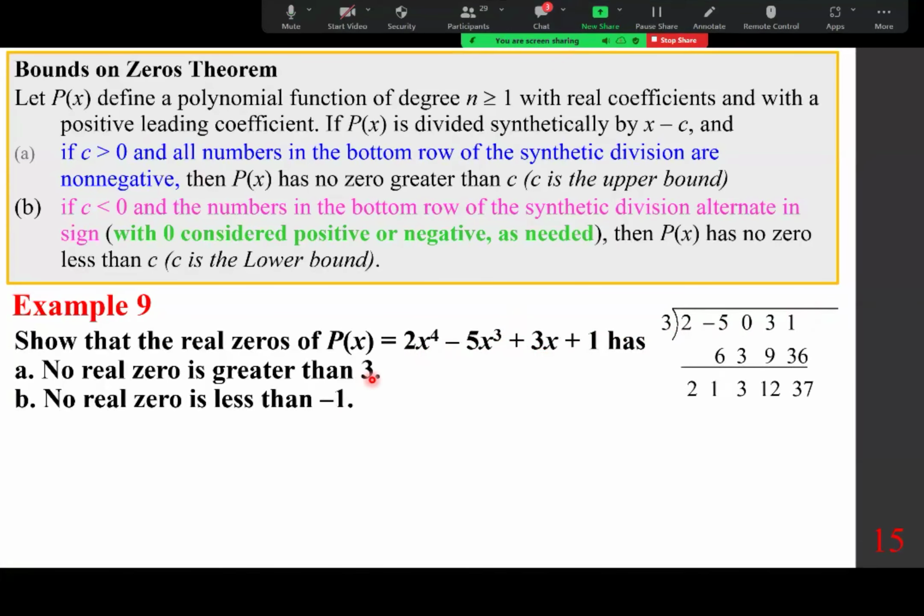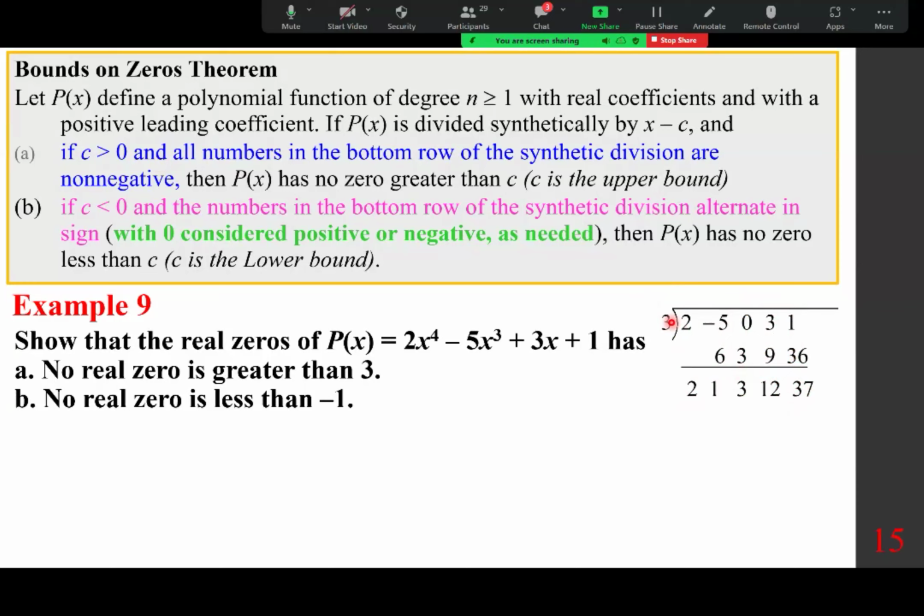We put 3 here, which means we are dividing by x minus 3. You drop the 2, you multiply it by 3, you get 6. With negative 5, you get positive 1. Multiply by 3, you get 3. With 0, you get 3. Multiplied by 3, we get 9. 9 and 3 is 12. 12 times 3 is 36. With 1 is 37. Look at these numbers.